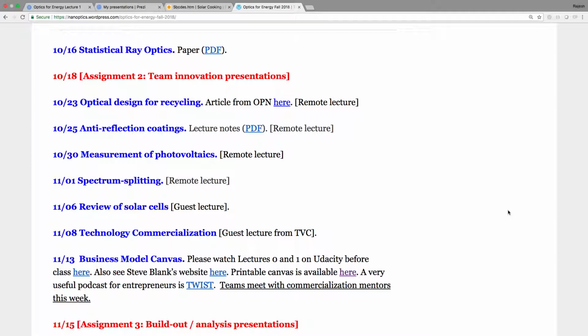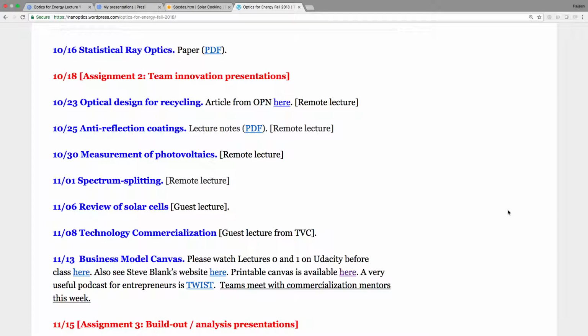We'll talk about anti-reflection coatings, a very, very important part of solar panels and many other things. We'll spend a lecture on measurement techniques. Measurement in photovoltaics can turn out to be fairly complicated. How you actually measure efficiency per panel is not a simple thing. So we'll talk a little bit about the protocols and the different standards, just so we are aware of it. This is something you should be aware of.